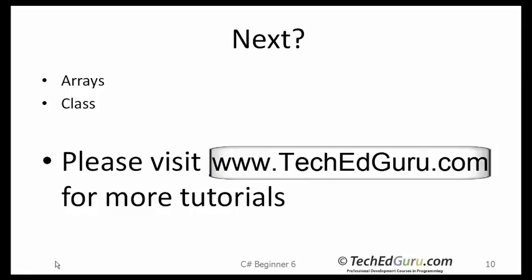Okay, so we are done with the loops, the for loop, the while loop, and the do while loop. I have 2 more lessons coming up. The one is on arrays, how to use arrays in C#, and why do we need arrays. After that, I'll briefly talk about object-oriented programming and introduce you to classes.